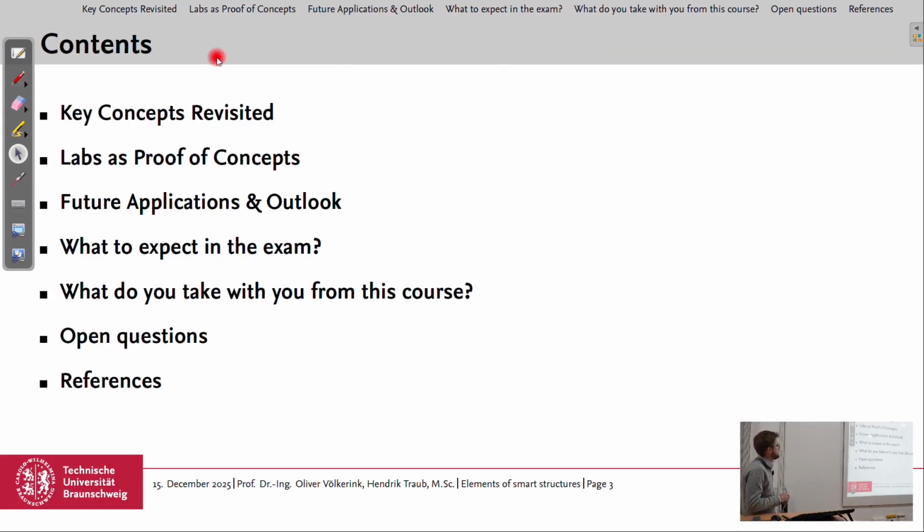So we will revisit key concepts in this lecture. We'll have a brief recap on the labs as proof of concept. Hendrik will do this, and then I have some future applications brought with me to illustrate what you can also do with smart structures, and then a slide again on the exam.